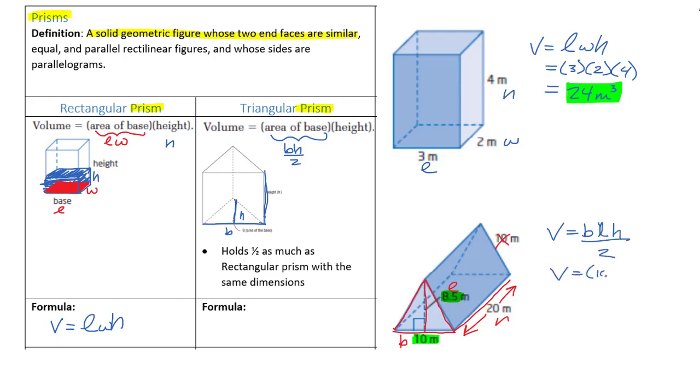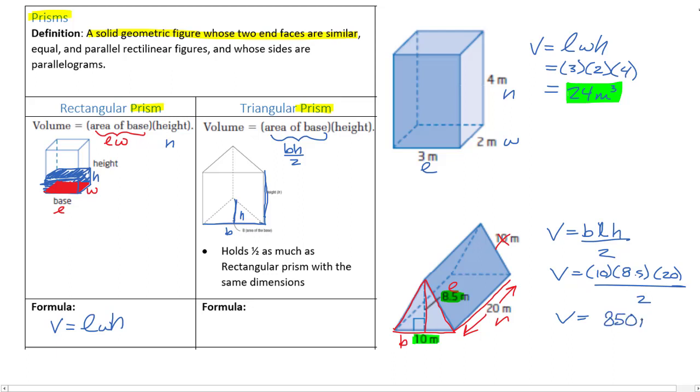Well, the base is 10. The length is 8.5. The height is 20. And divide that all by 2. So I'll just punch down my calculator, tell you what we get. And we get 850 meters cubed again. Now there's another way to look at the volume of a triangular prism. And that way is this. Think about what's the area, I'm just going to draw on here.